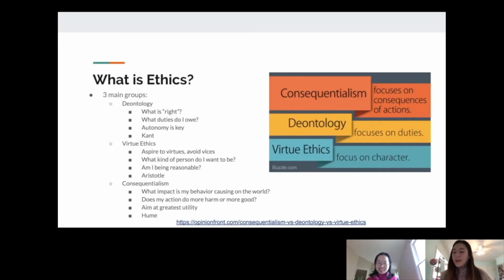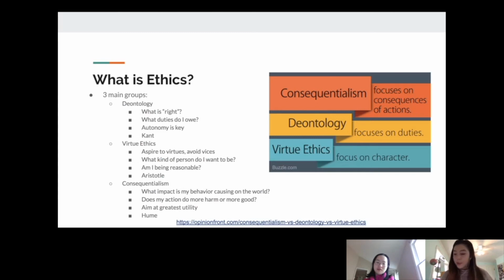First, what is ethics in the broadest sense? Ethics are the moral principles that govern a person's behavior or the conducting of an activity. Not everyone agrees on what ethical behavior is, and there are in general three different schools of thought that derive the meaning of ethics. First of the main groups is deontology.